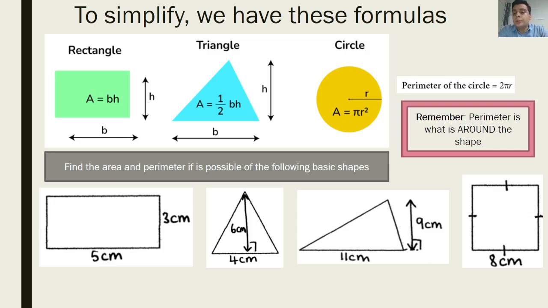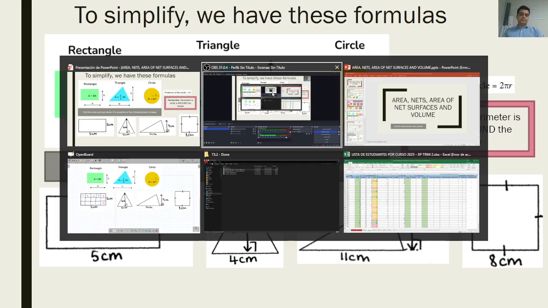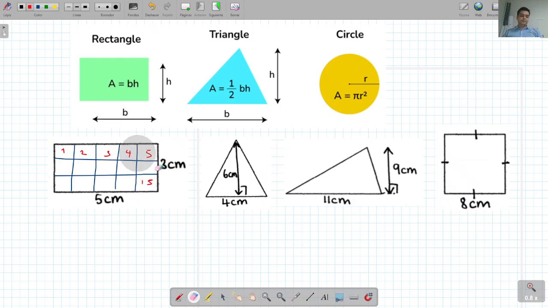Just to remember, the perimeter is what is around the shape. It is like measuring how long it is around a shape. So let's start with these examples.